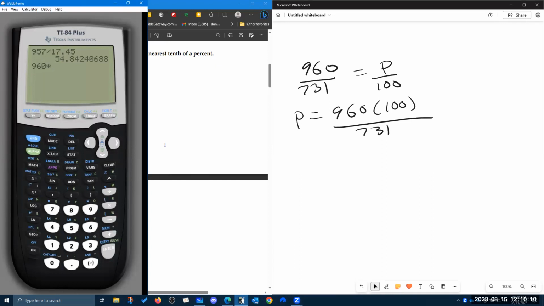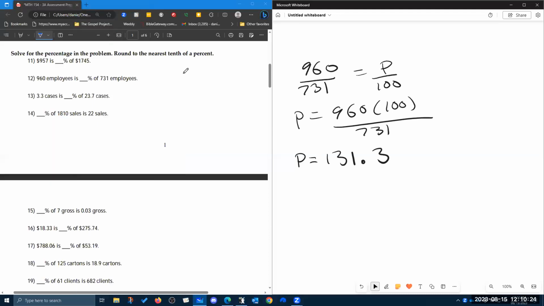60 times 100 divided by 731. P is 131.3. And remember, that's a percentage. So they're saying that it's more than 100%. And that makes sense because the denominator is smaller than the numerator, so this fraction has a value that's greater than 1.